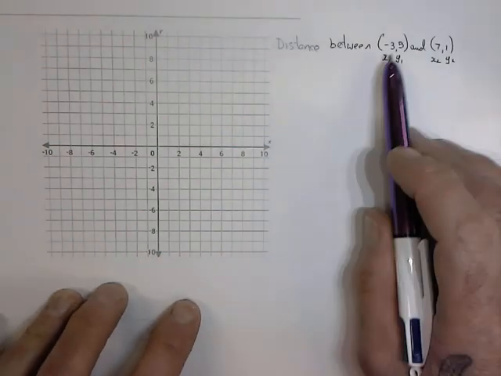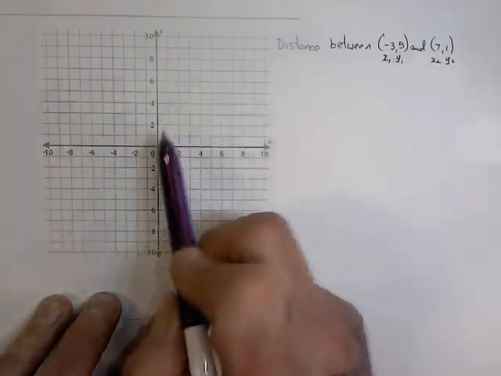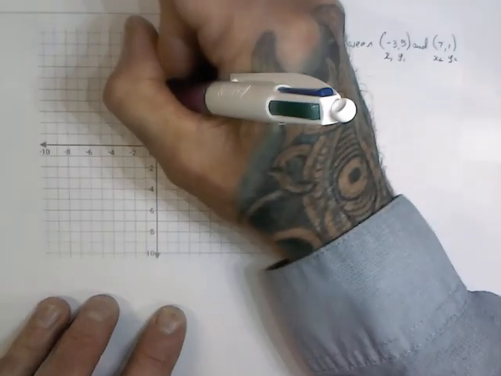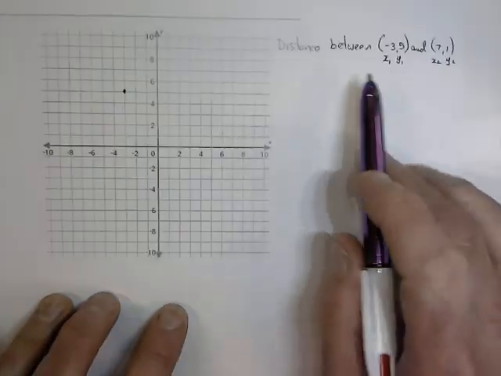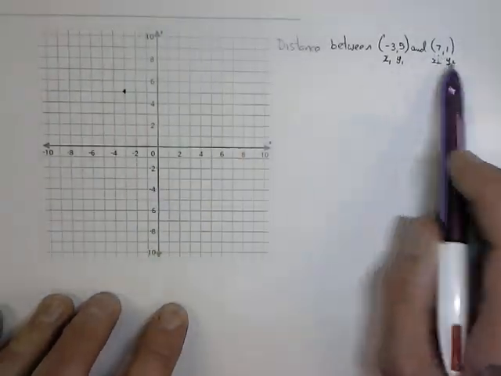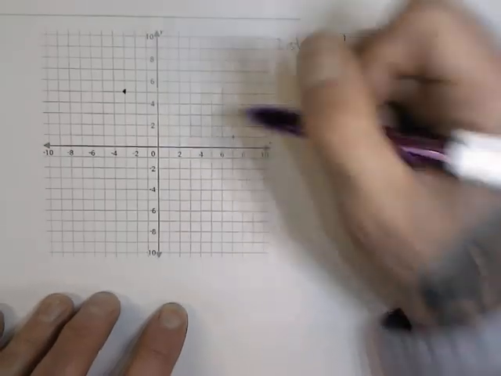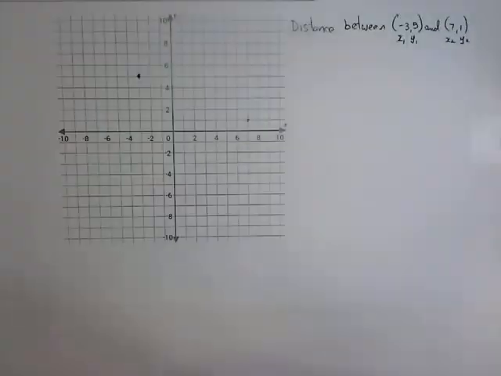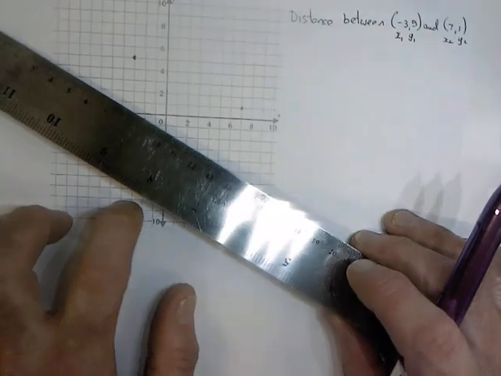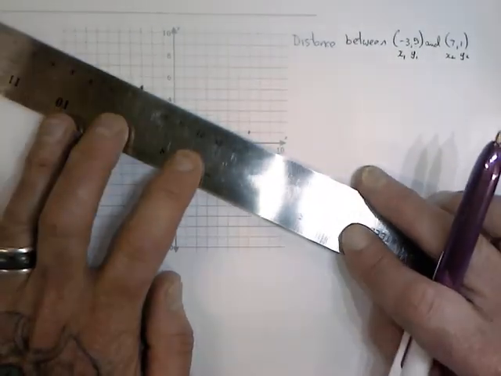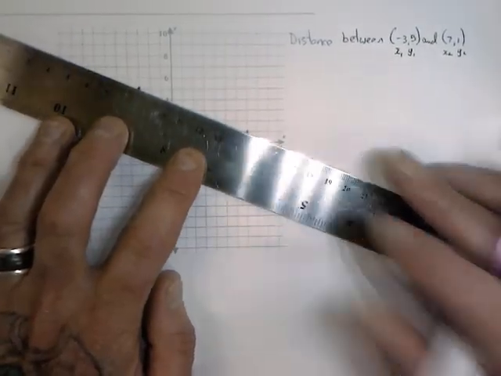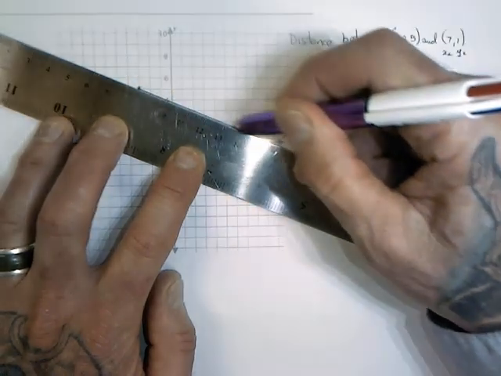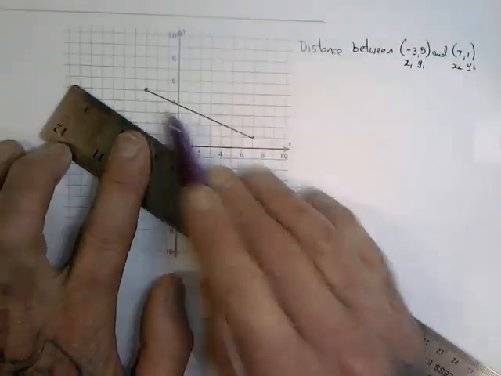Let's go ahead and plot the points. -3, 5, and 7, 1. So there is my point 1, and 7, 1 is my point number 2. So what we want to do, whakamahia te ruri, we want to find the distance between these points. In other words, we want to find how far it is from this point to this point.